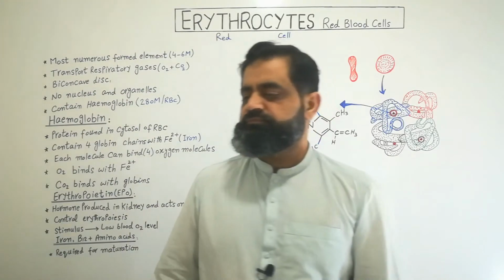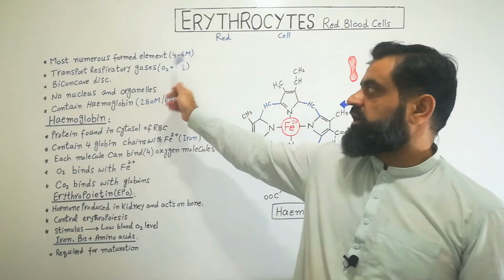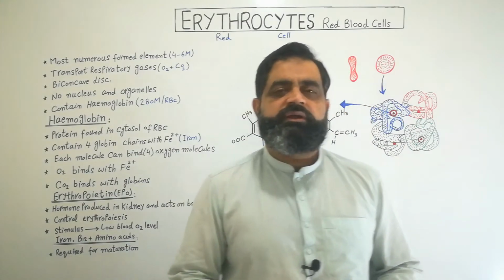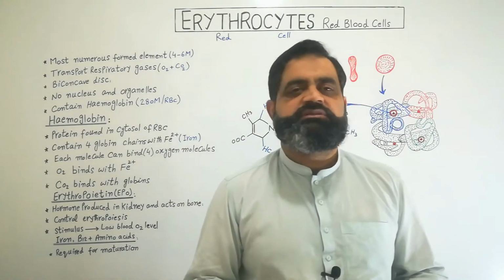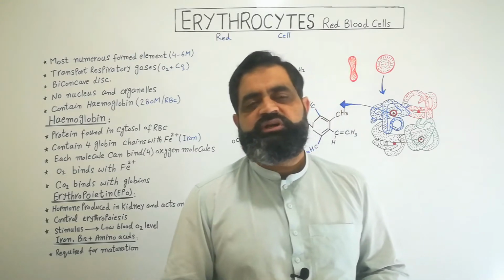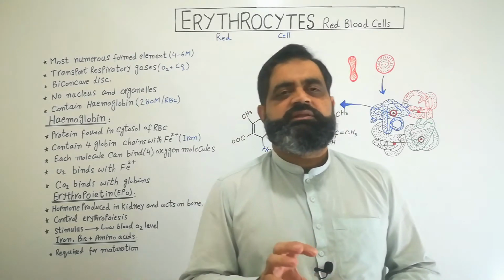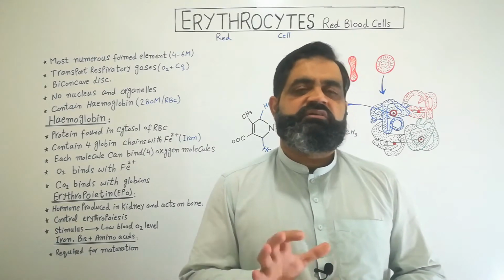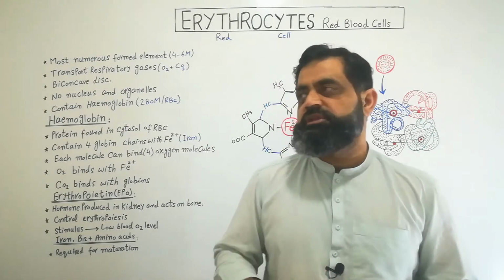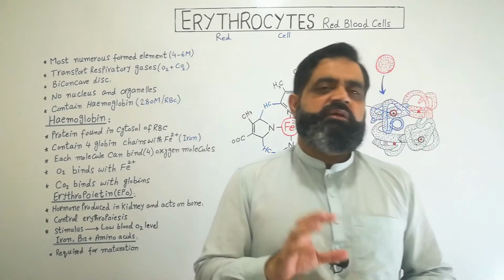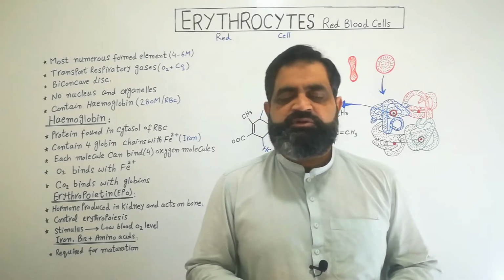Number one, red blood cells are the most numerous formed element. In our blood, there are three different types of elements: platelets, leukocytes (white blood cells), and the third component is red blood cells. So the most numerous blood cells are red blood cells. They are 4 to 6 million in 1 cubic millimeter. The number of red blood cells varies from person to person.